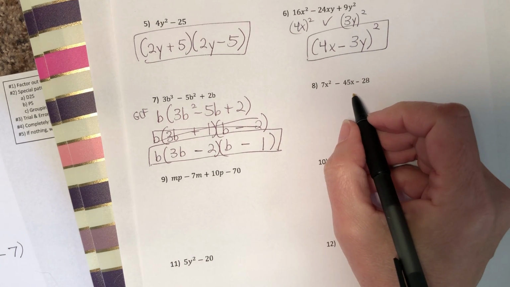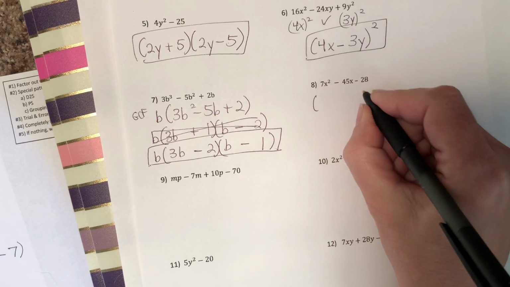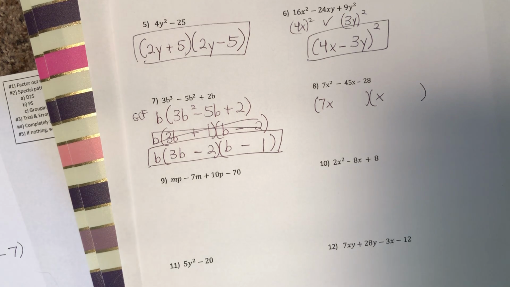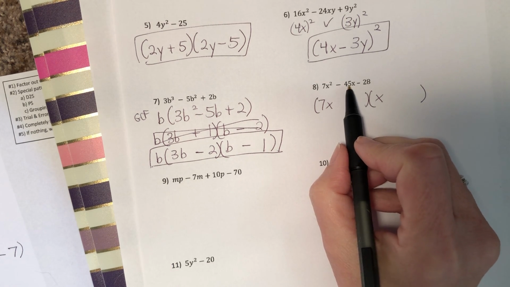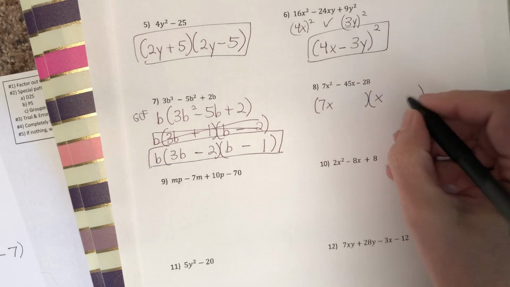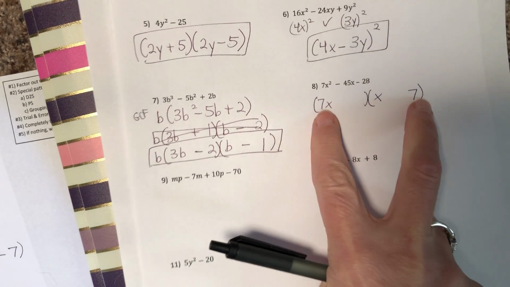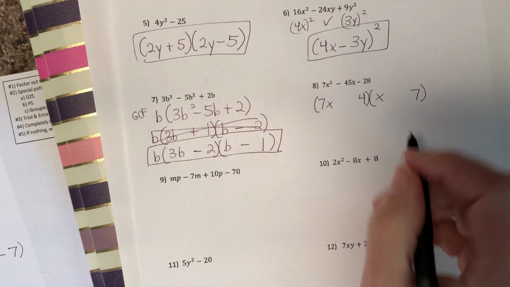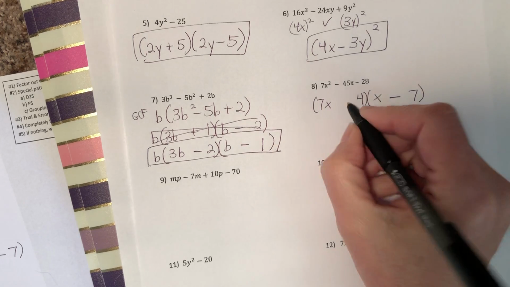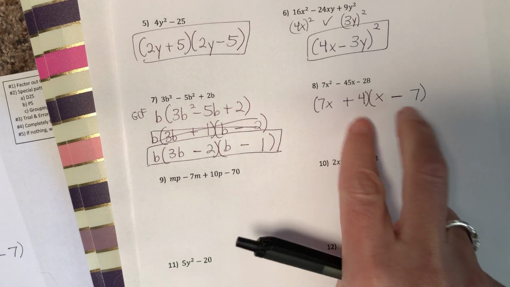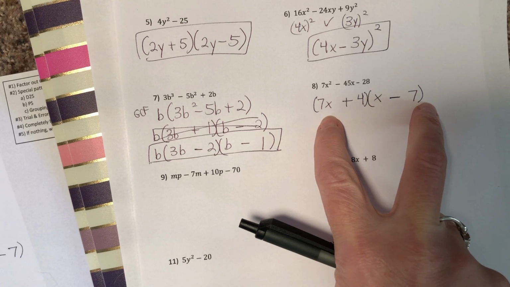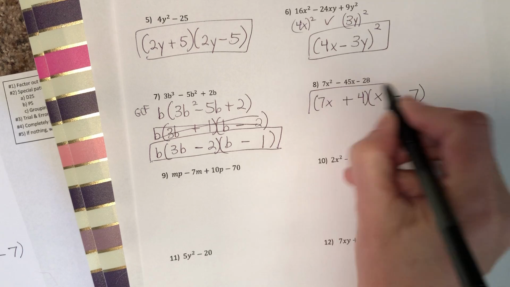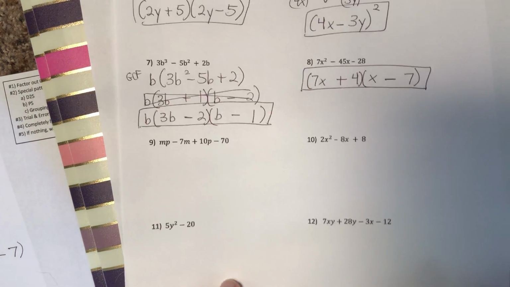Okay, number 8. No GCF. Looks like trial and error. 7x and x. Now I have to get to something kind of big. And so I know that 7 times 4 makes 28. I'm going to put the 7 here because that's going to get me to 49. So now I can go minus with the 49 plus with the 4. 4 and a negative 49 makes 45. And then the last multiplies to a negative 28. FOIL them to check them, make sure they work out.